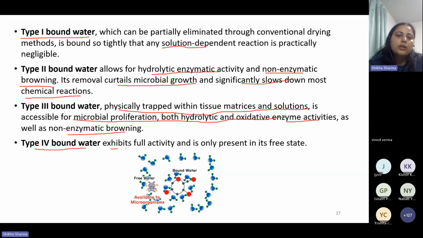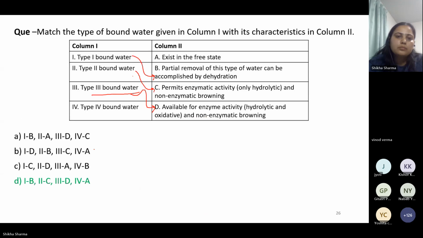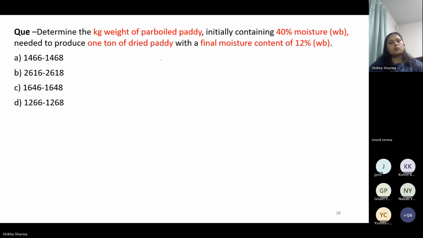Type 4 bound water is like the free state. As we can see in the diagram, the free state water is the type 4 bound water, which exists in the free state. So option D is correct. So till now I think it's clear. If anyone has a doubt, please ask so that we can move to the next question.